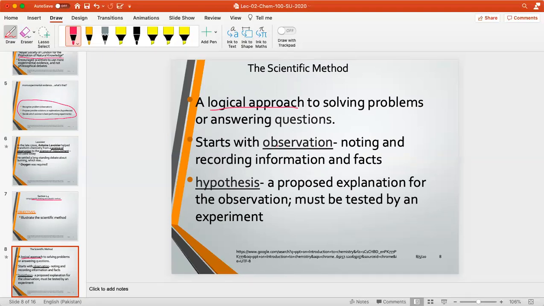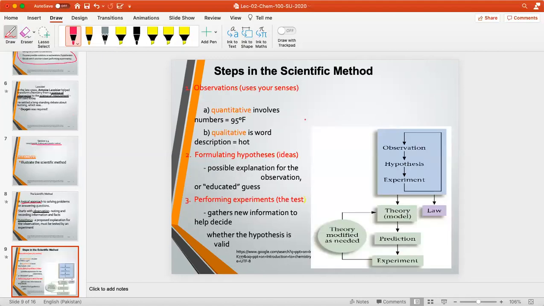First step is the observation. You start observation, आप note करते हैं, ठीक है, record करते हैं informations and facts. Second, फिर आप एक explanation देते हो उन observations और facts को, a proposed explanation for the observation. ठीक है. और the observation must be tested by an experiment. ये नहीं कि randomly आप explanation propose कर देंगे. No, आपको ऐसी explanation देनी है जिसको कि हम experimentally prove कर सकें. This is called hypothesis. So these are the steps involved in scientific method.